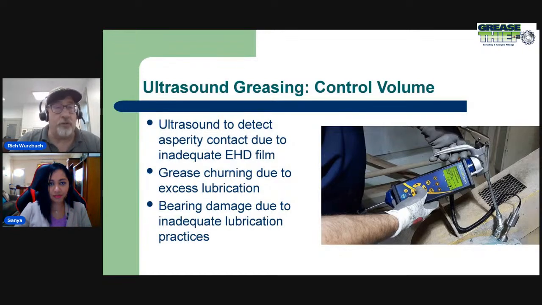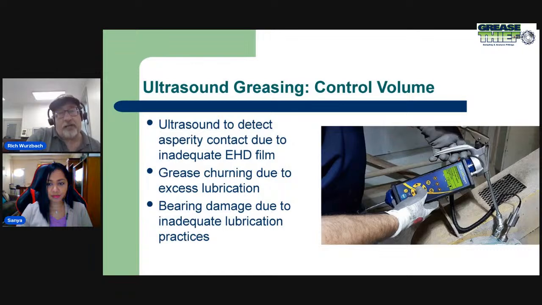When you talk to the folks who build that equipment, who are selling ultrasonic greasing solutions, some of them will say that is now the biggest part of their market. That's the fastest growing segment, ultrasonic monitoring, which is pretty exciting. What it does is it detects asperity contact due to an inadequate film. We call that in a rolling bearing the EHD film, the elastohydrodynamic film. If it is insufficient to separate those surfaces, those little peaks of roughness on the surface start to hit into each other, and that sends off an ultrasound signal that can be determined.